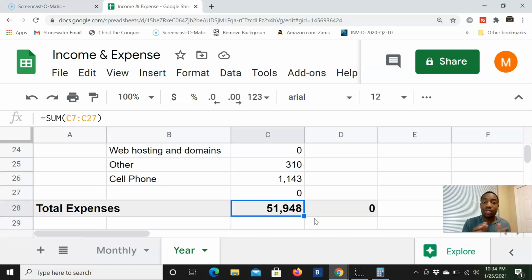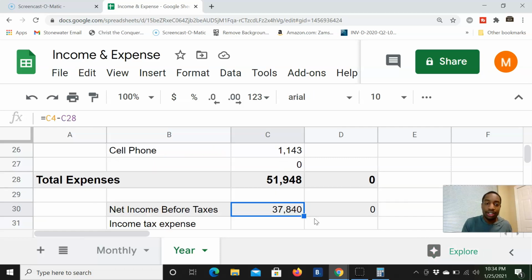And so my total expenses come to $51,948. It's crazy when you look back and you see how much you spent over the year, right? It's like, wow, I spent this much money on my business and I made $89,000, right? And so we can look down here.